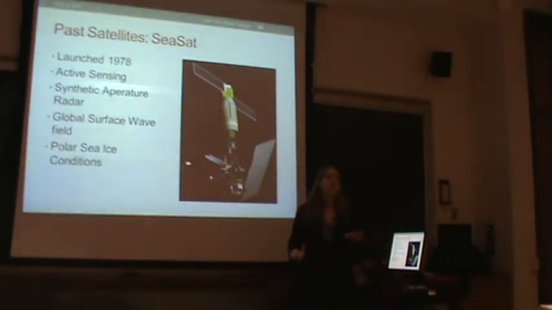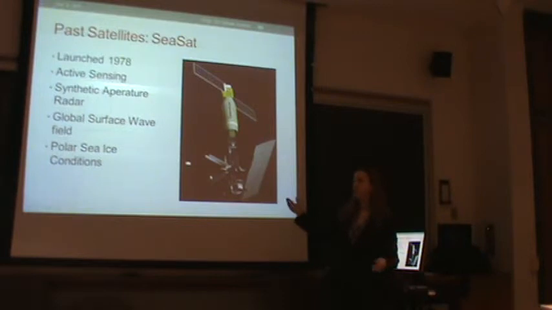This is SEASAT. I put this in here just because this was the first active sensing satellite. So whereas the other, like Landsat, for example, just looks at the Earth and takes pictures, SEASAT and a lot of satellites now are active sensing. So they'll actually send a signal and see what gets back. So you mostly use radar, sometimes LiDAR, which is similar. So this one was looking at ocean information, so polar sea ice and global surface wave fields.